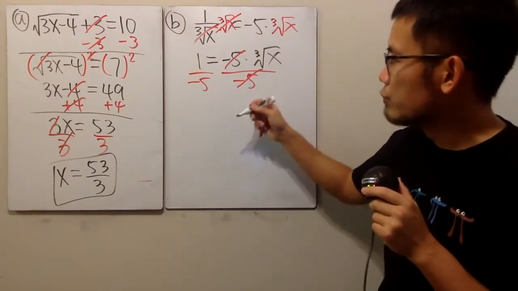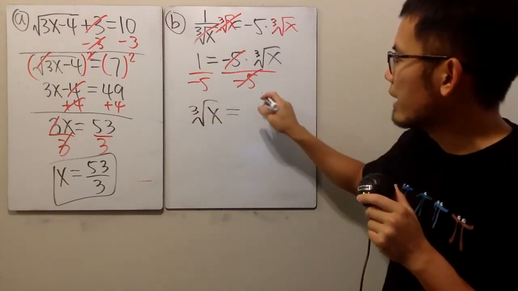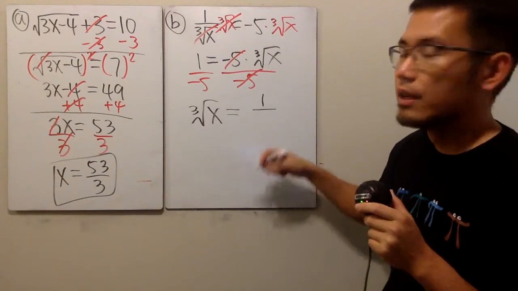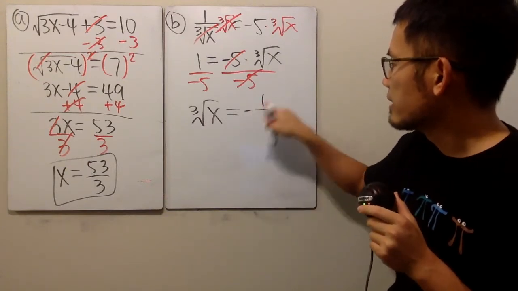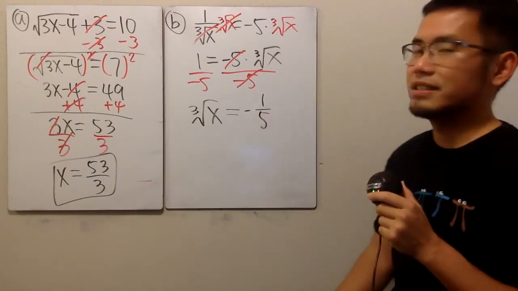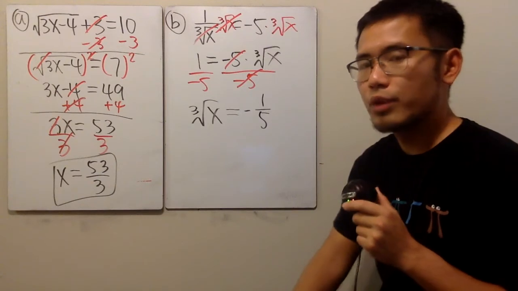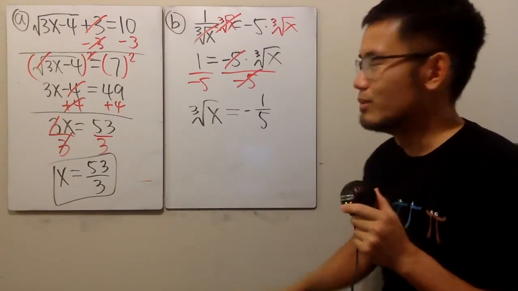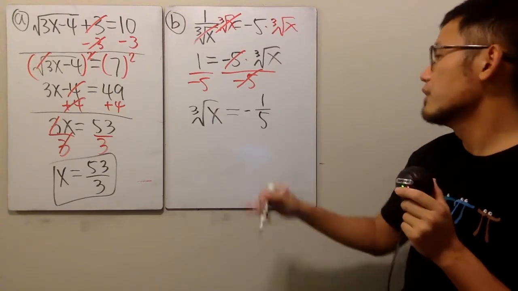And now, let me actually write this down first. The cube root of x is equal to 1 over negative 5. So if you prefer, you can write the negative in the front, and then we have negative 1 over 5, like this. Is this doable when you have the cube root? Yes, remember when you have the cube root, the output is possible to be negative.